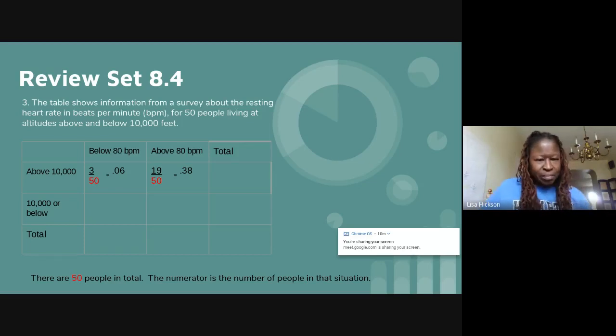All right, in that last column. Now, if from the original chart, 3 plus 19 gave you 22, what then could you assume would be the percentage when we talk about the total people who live above 10,000 feet? Because again, our original chart said there were 3 people here, 19 people here, giving us 22 people here. So if this is 6% and this is 38%, what would make sense that this percentage would be?